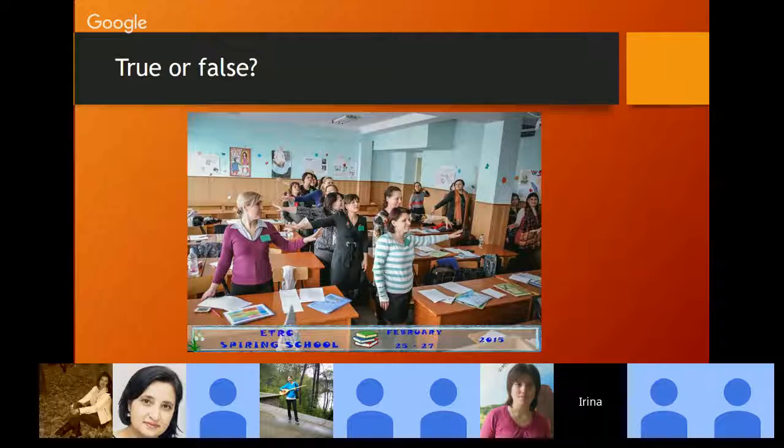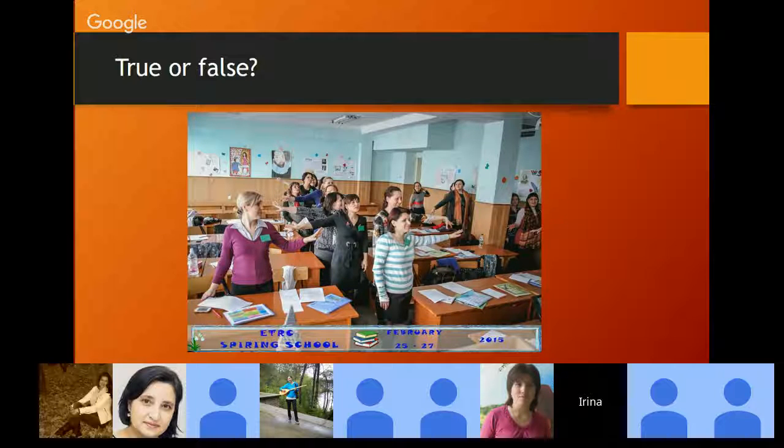So this is a picture taken during a training with English teachers. And the activity we did here is the usual one that is present in every textbook, true or false. For example, you read the text and then you have to answer the question. Is this statement true or false, right? Mm-hmm. Yeah.